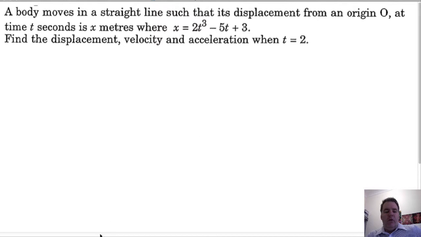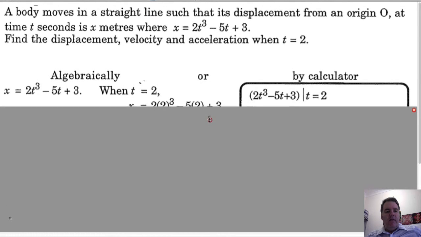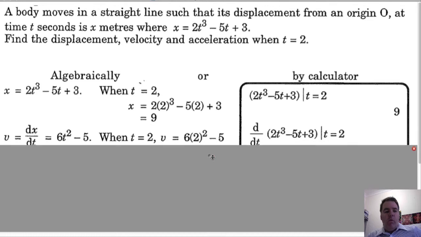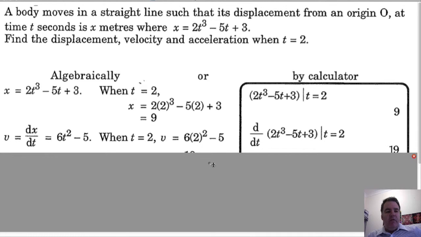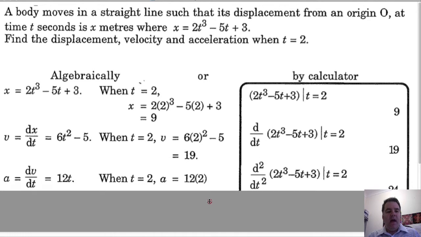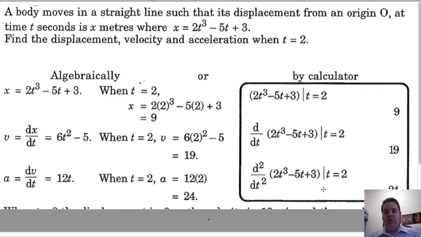It's a real simple matter to go through this, guys. We understand how to do the derivative. We know that that represents velocity. So if we do the derivative, for displacement first, when t equals 2 we get x equals 9. The velocity is just the derivative, 6t squared minus 5, substitute t equals 2, and we get 19. And the acceleration, the derivative of the velocity, is 12t. So when t equals 2, the acceleration is 24. You can see there how you would do it on your calculator.